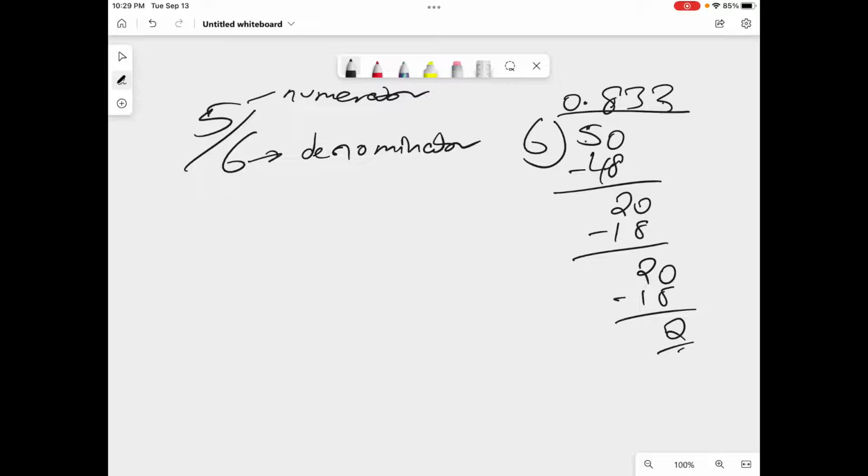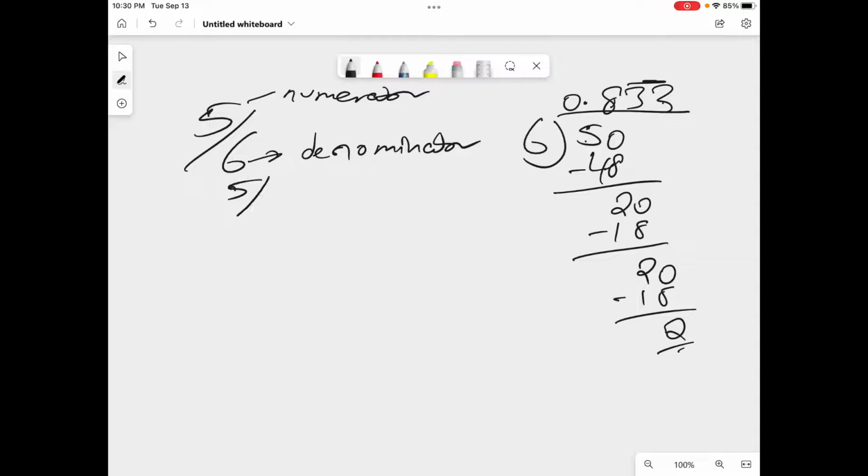So as you can see, even if we continue to solving this problem endlessly, it would continue to repeat itself. It will be 0.83333. So when we get something like this, we call it a repeating decimal. So a repeating decimal is one that does not have a fixed number of digits, but it keeps repeating a string of digits. And that's why we call it repeating.